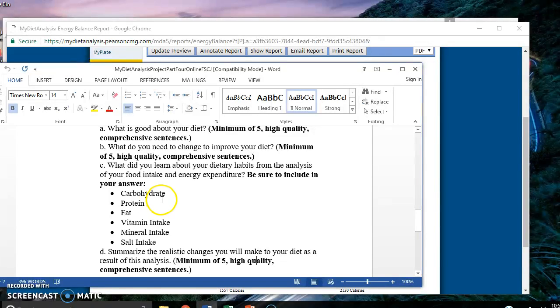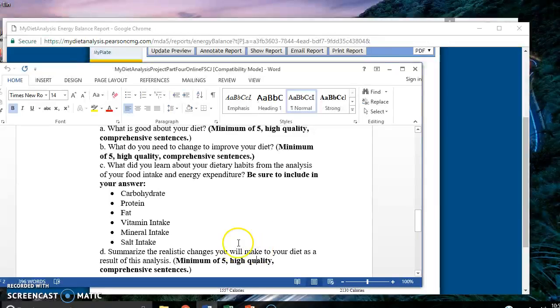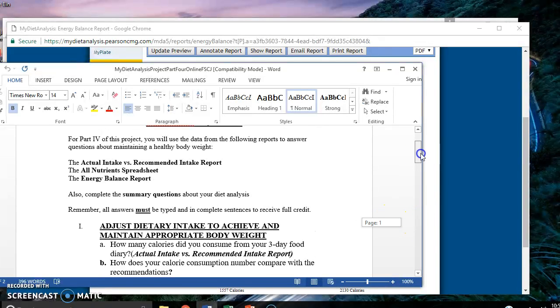What did you learn about your carbohydrate dietary habits? Your protein dietary habits? Your fat dietary habits? Your vitamin and mineral and salt intake dietary habits? All this is from your reports and from the project in general about what did you learn. So I hope that you find this information helpful on this project.